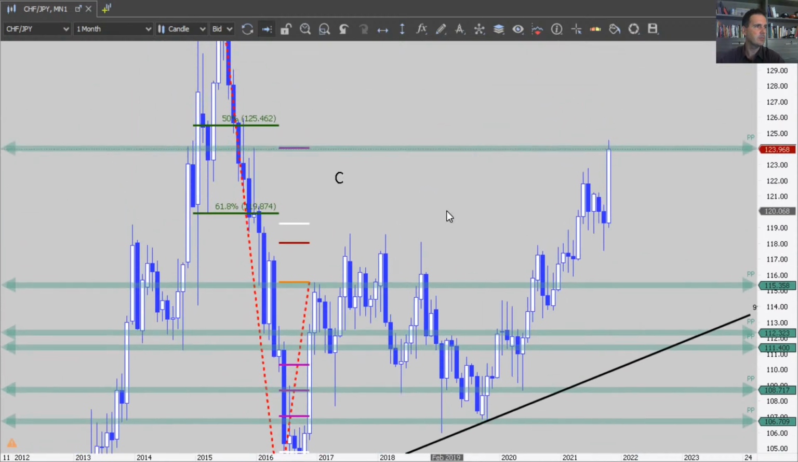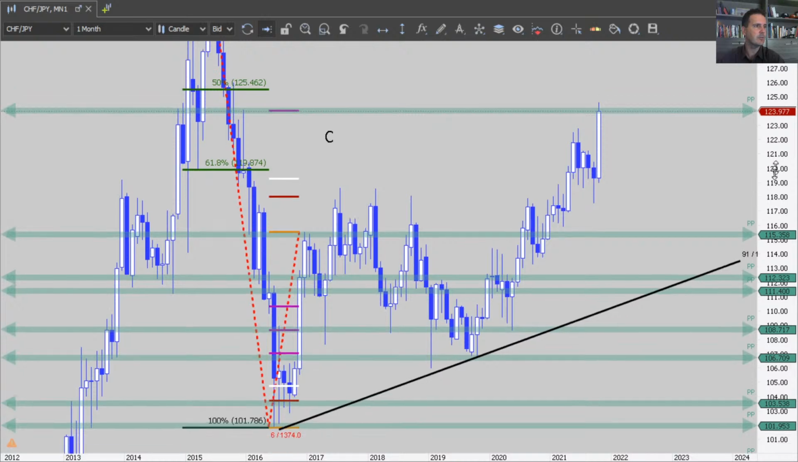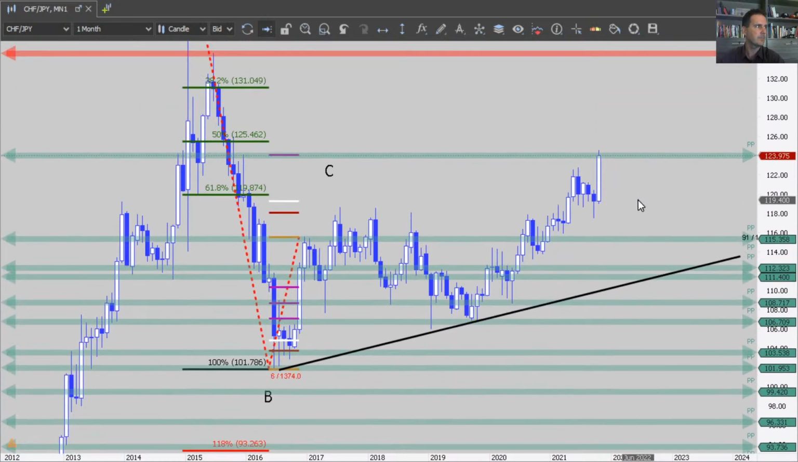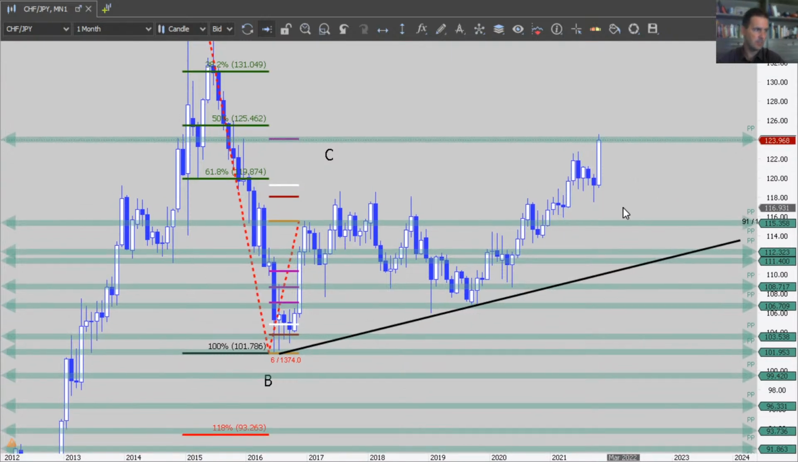So this is not valid anymore. And the market, see everybody, the contrarian Fibonacci. Yes, this is the CHFJPY monthly chart. The contrarian Fibonacci hit the D.